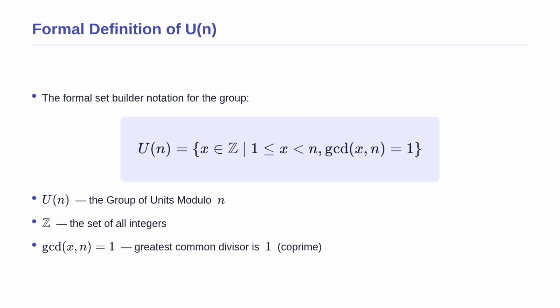Next, we have the size limit. X must be greater than or equal to 1 and strictly less than our modulo base n. Finally, we have the mathematical bouncer. GCD of x and n equals 1. This means the greatest common divisor of our element and the base must be exactly 1, ensuring they are relatively prime. If a number x satisfies all these conditions, it belongs to the group.